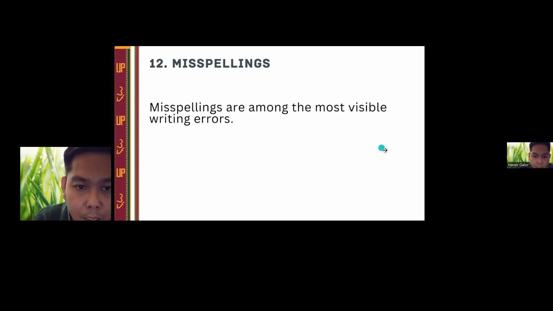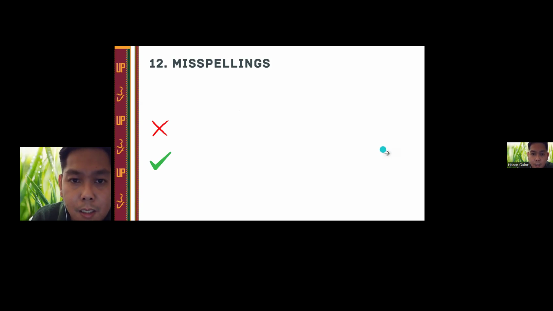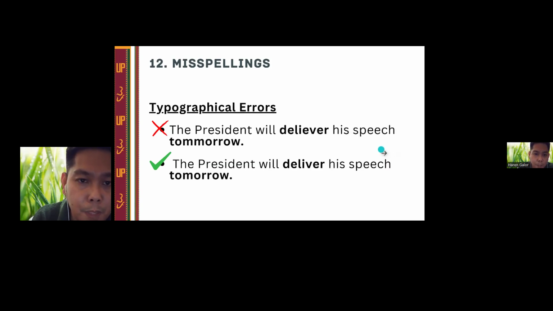Lastly, we have misspellings. Misspellings are the most noticeable or the most visible writing errors. Like the first time you read an article, it's the first thing you notice, words that are misspelled. The causes of misspellings, usually number one, are typographical errors. It's like when you're typing so fast and you press a wrong key and it causes a misspelling. Like in this example, the president will deliver, you added an E, and tomorrow has a double M. So these are words that are misspelled.